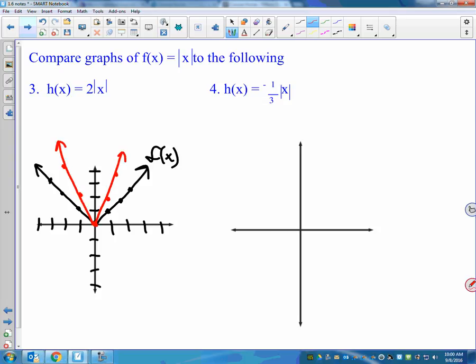So basically, I'm making it twice as big, right? Like I'm stretching it out. If there was a 5 in front of that, it would be super stretched out, because at 1 it would go all the way up to 5. And so again, if you know the parent graph and there's not a whole lot going on in the problem, just to stretch or shrink, you can just multiply all your normal answers by the number out there.